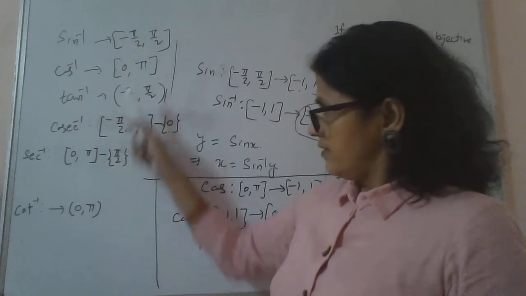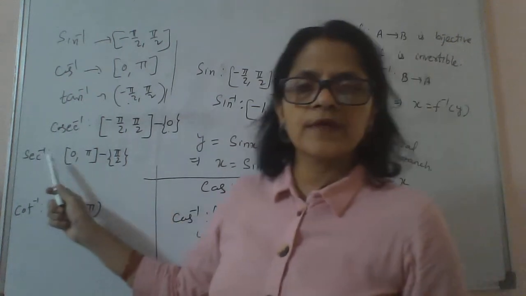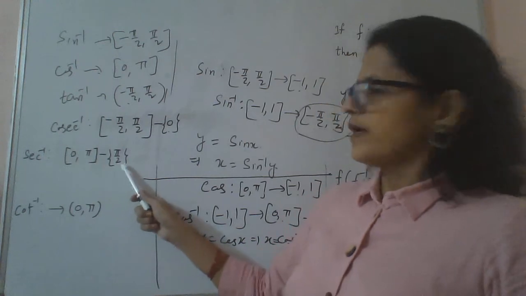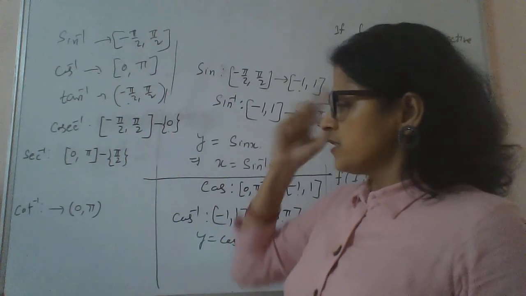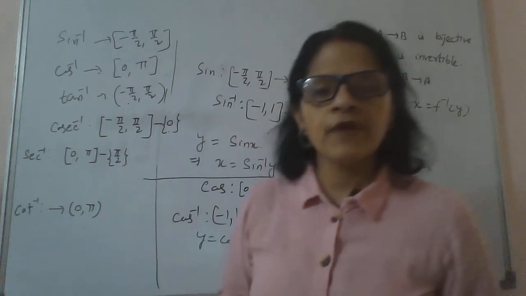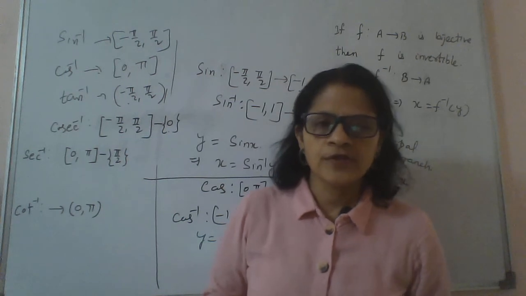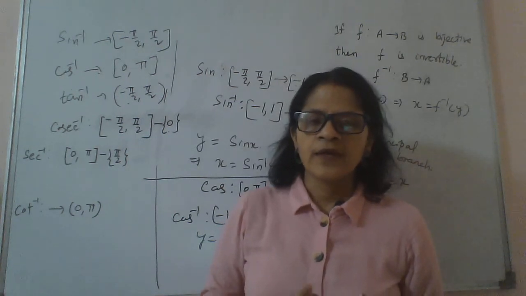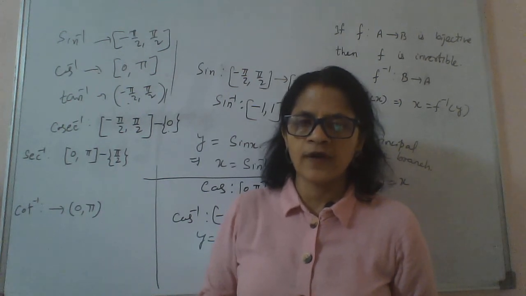Same thing for cos inverse also, but at pi by 2 sec x is not defined, so we take 0 to pi except pi by 2. And cot inverse principal value branch is 0 to pi. Okay, and what is principal value branch basically? The branches, yeah, the intervals in which these inverse trigonometric functions are defined.